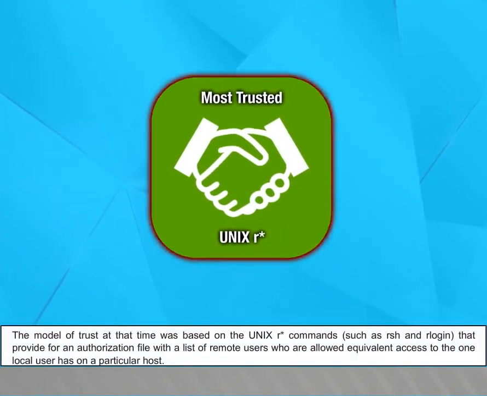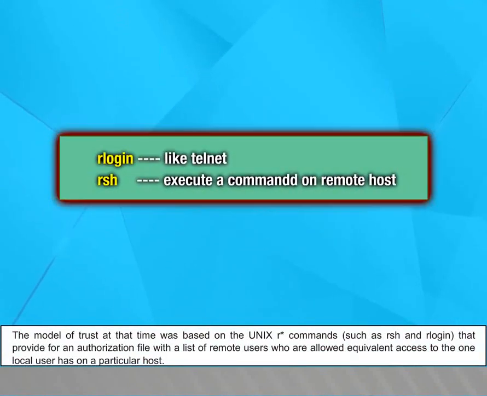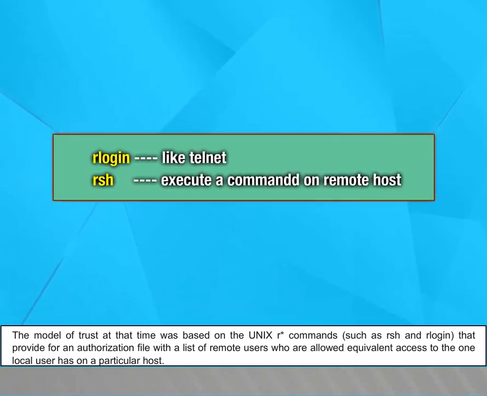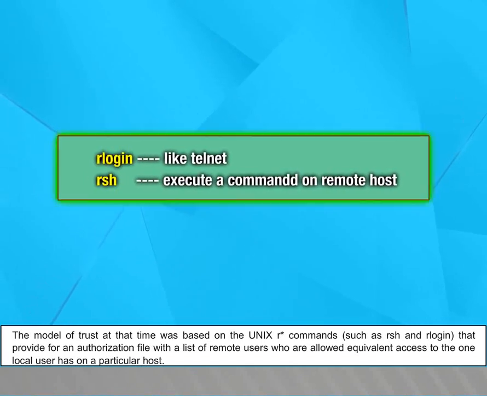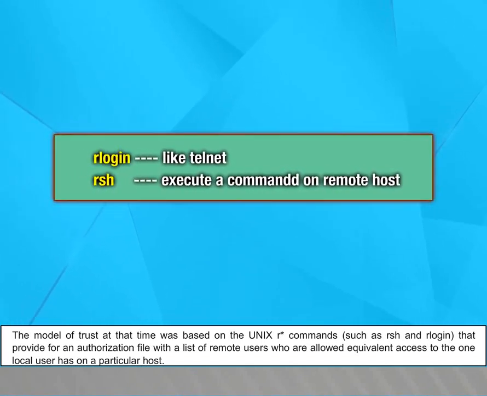The model of trust at that time was based on the Unix R* commands such as rsh and rlogin that provide for an authorization file with a list of remote users who are allowed equivalent access to the one a local user has on a particular host.